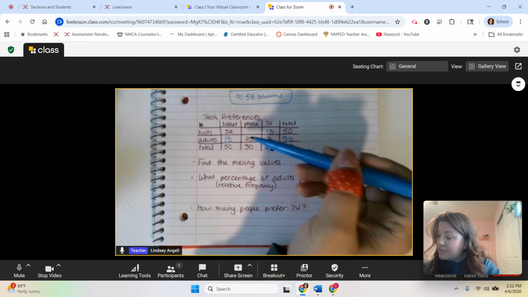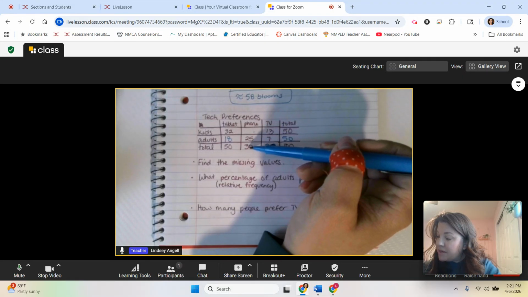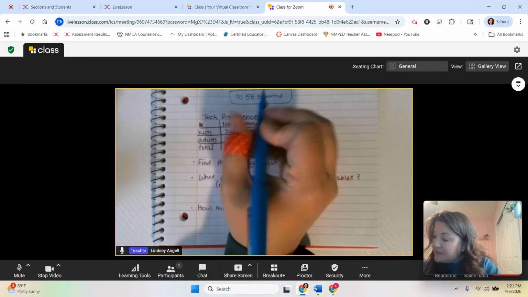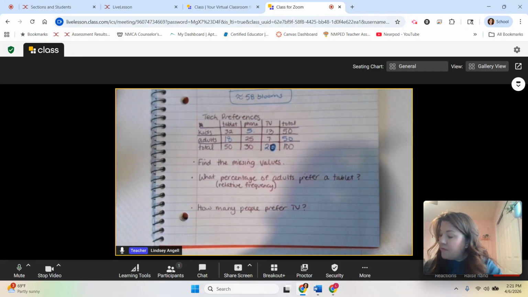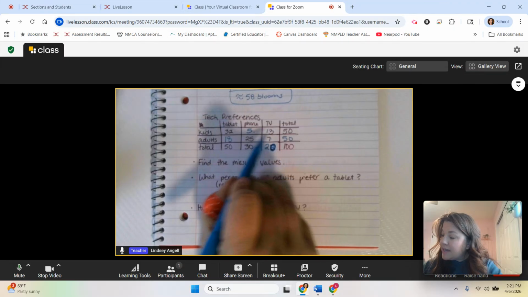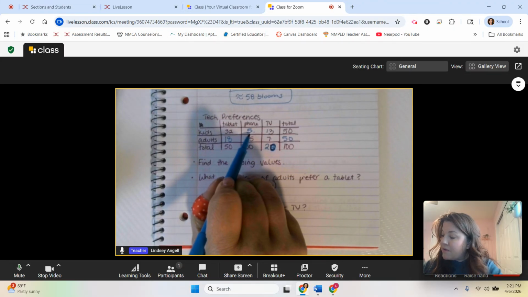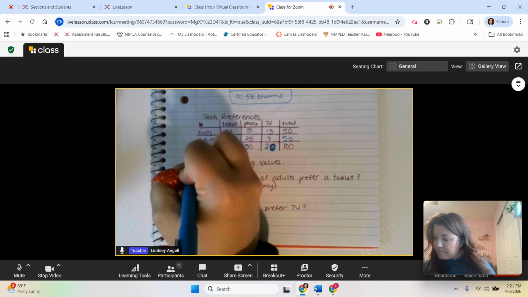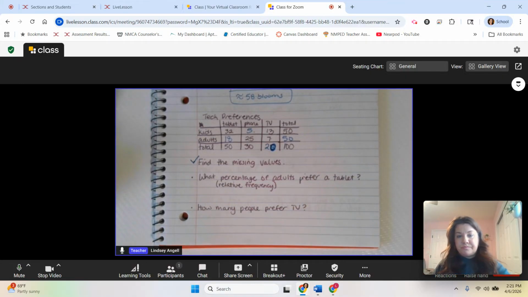So then my last one is just this one here. Well, if my total is 30 and 25 adults prefer the phone, that means 5 kids prefer the phone. And then going this direction as well, we could test it. 32 plus 5 plus 13 does equal 50. So we're good to go. So we finished that one.